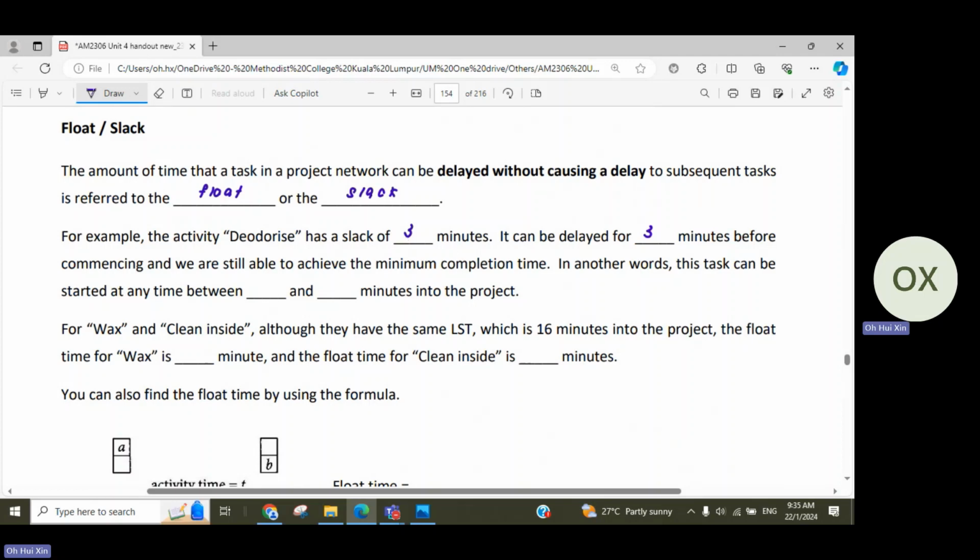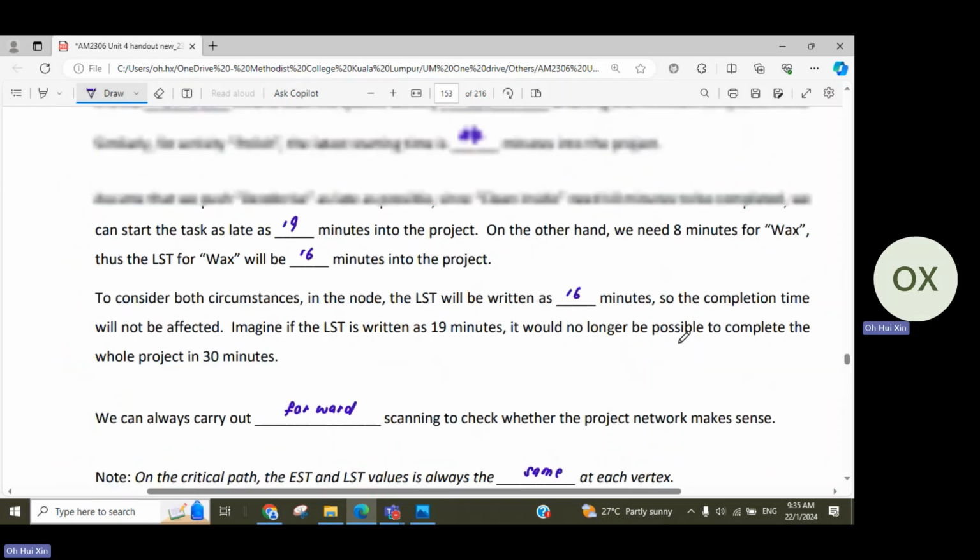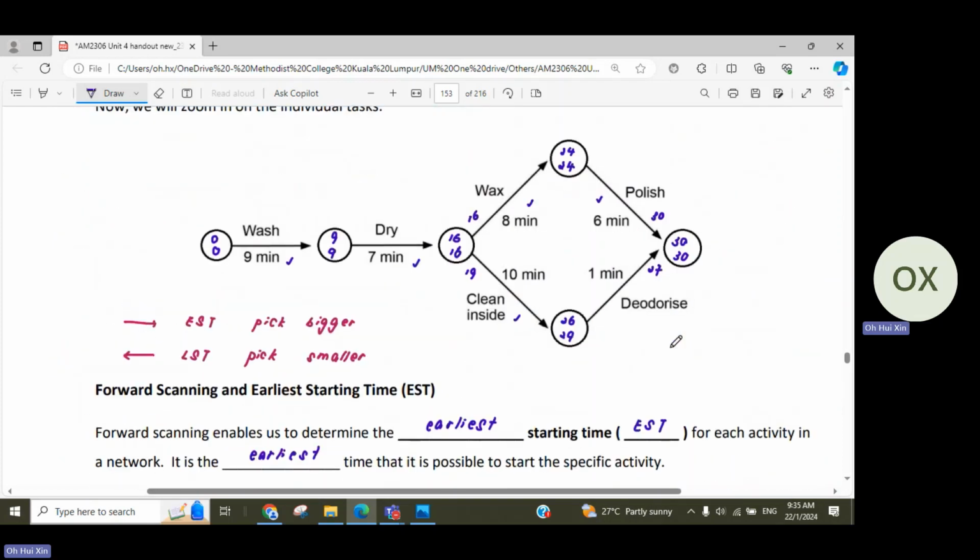In other words, this 3 minutes is called the slack time. Sorry for that. In another word, it means that this activity can actually start at any time between the 26 and the 29 minutes. Because this is what you see: the earliest that you can start deodorize is 26.